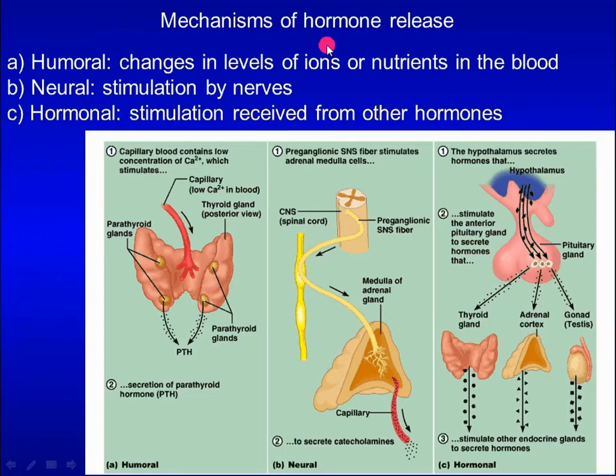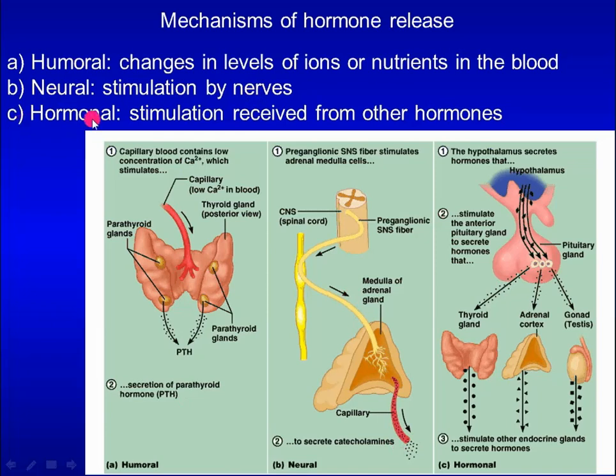Release of hormone is controlled by one of the 3 mechanisms: humoral, neural, and hormonal mechanism. Humoral is a response to changes in level of ions or nutrients in the blood, such as the release of parathyroid hormones in response to calcium level. Neural mechanism is a response to stimulation by nerves, such as release of catecholamines in response to stimulation by sympathetic nerves.